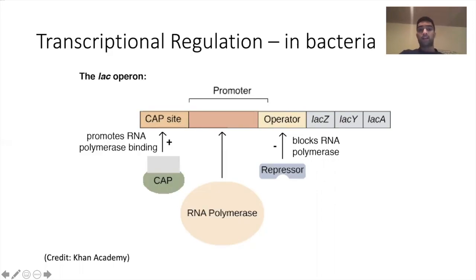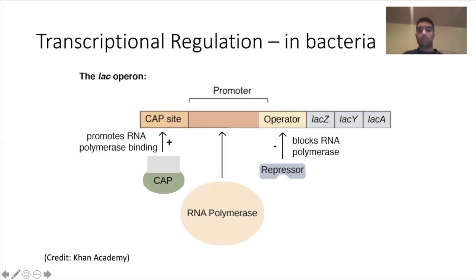On the left-hand side, you have a CAP site. CAP stands for catabolite activator protein, and catabolite activator protein is what binds to that CAP site. It's an activator, which means that it promotes the binding of RNA polymerase to the promoter. So when CAP attaches to the DNA upstream of the promoter, it helps RNA polymerase latch onto the promoter.